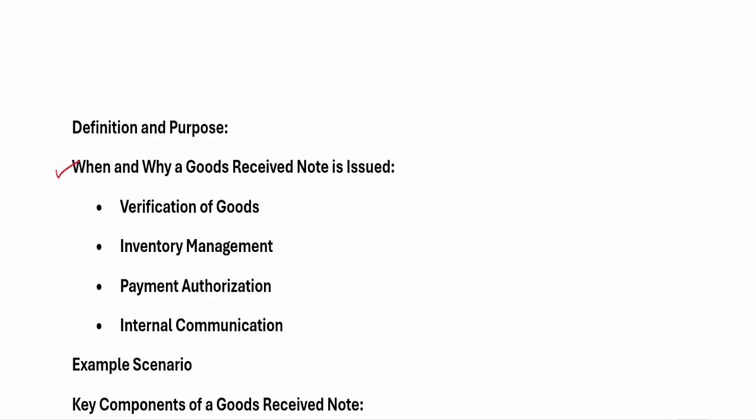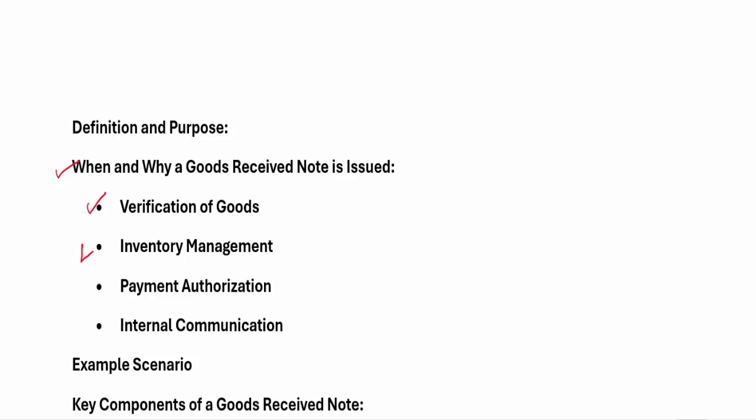When and why a goods received note is issued. A GRN is issued whenever goods are received from a supplier. It serves several important functions in the purchase and inventory process, including verification of goods. The GRN confirms that the quantity and quality of the goods received match what was ordered. It helps prevent mistakes by providing an official check against the purchase order.